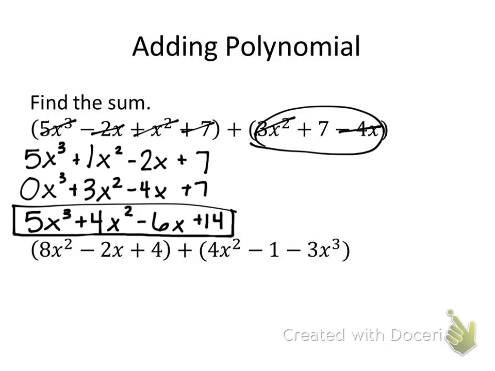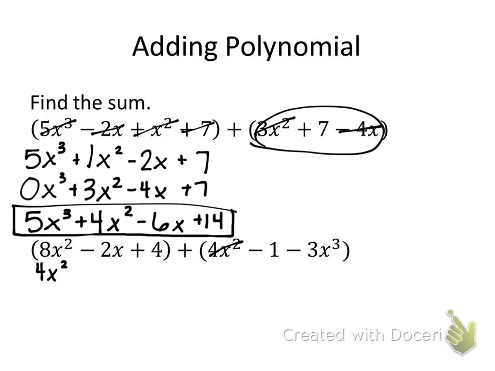Are these terms in standard form in my first polynomial? Yes, I have 8x squared minus 2x plus 4. They start out with the largest exponent and get smaller from there. So I don't need to rewrite anything in this first set of parentheses. I do, however, need to line up my like terms in my second set of parentheses right underneath it. So 4x squared can be added with what? 8x squared, like terms right here.